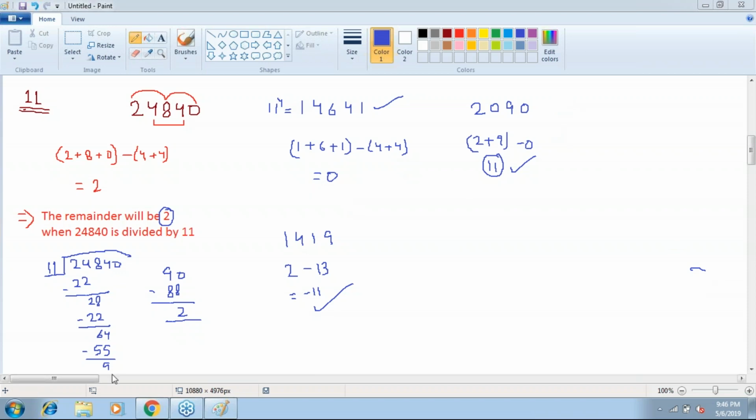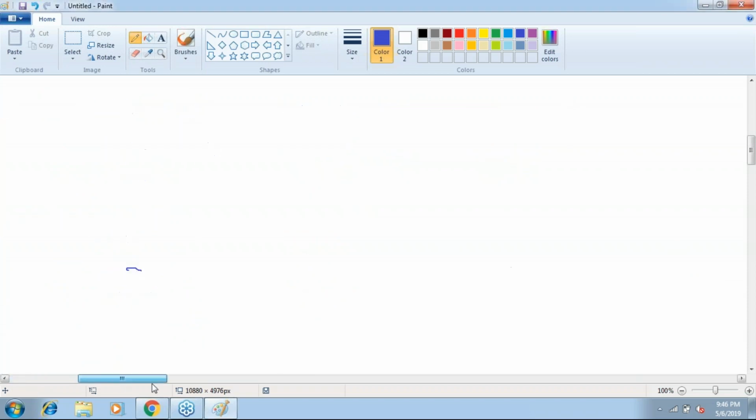Okay, so ready for a question? Okay, first question is going to be an easy one. So 4, 5, x, 3, 1. If this number is divisible by 11, then what should be the value of x?